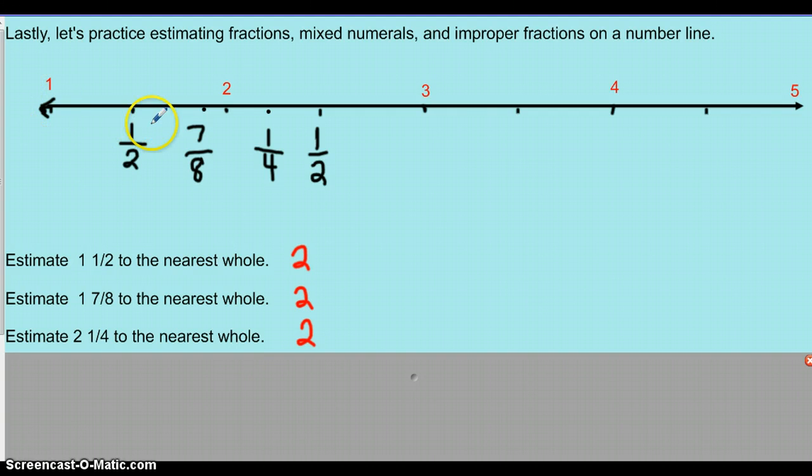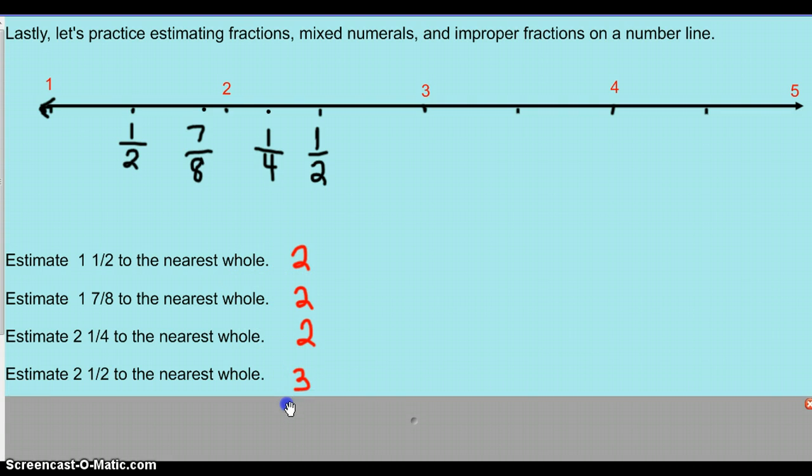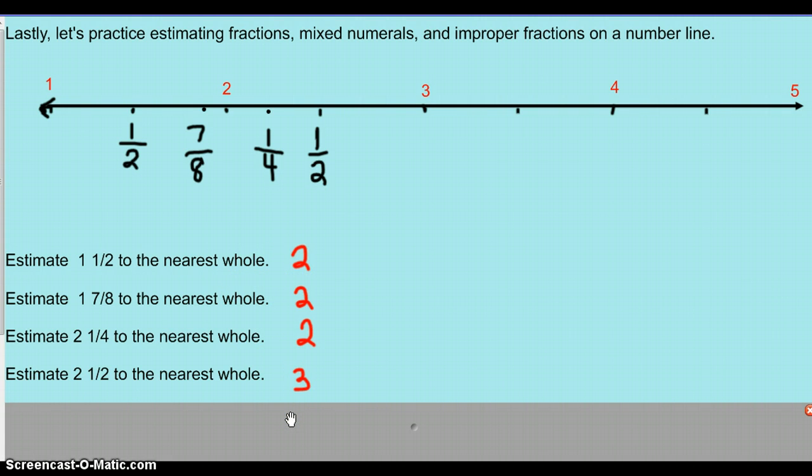And 2 and 1/2 rounds to 3 because it's just like that 50 cents rounds to $1. So 2.5 rounds to 3. Did you guess these right?